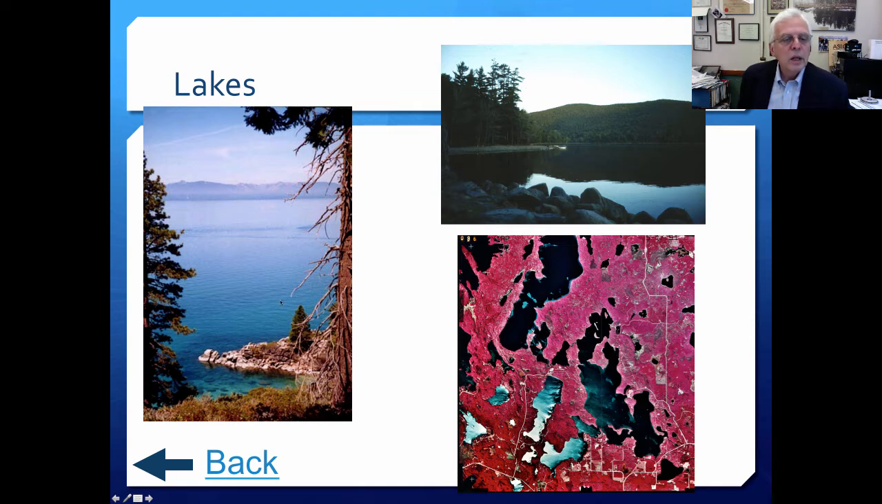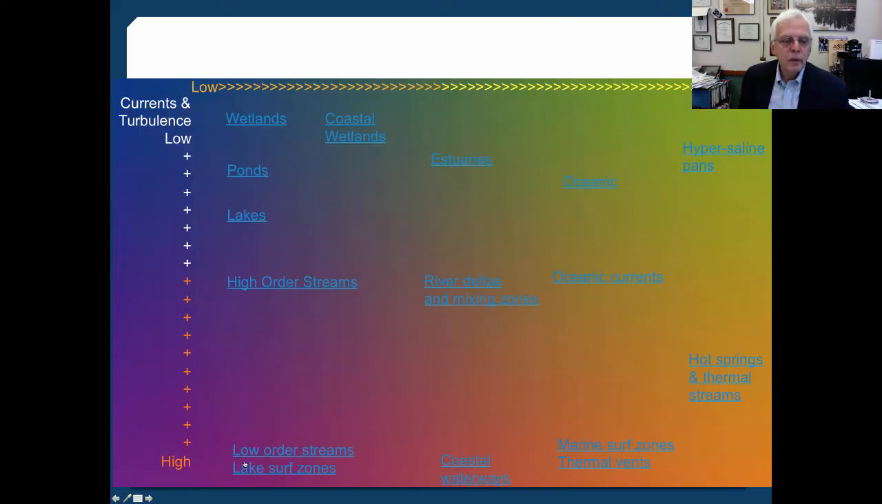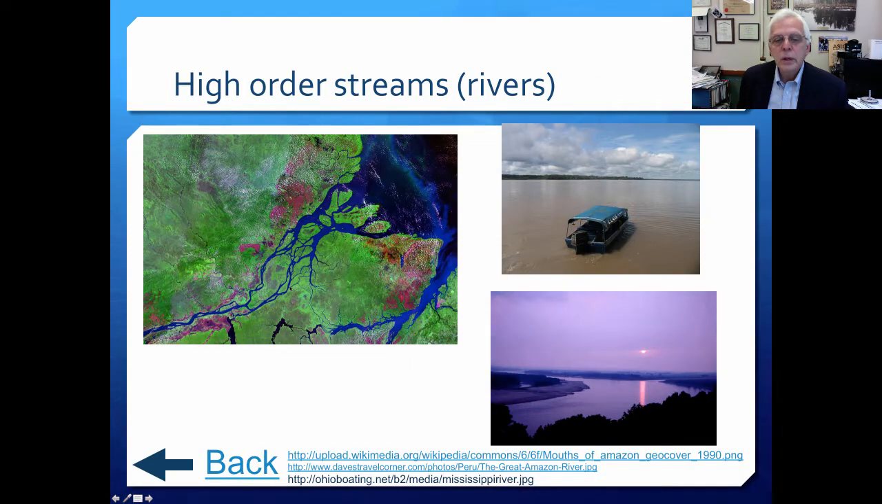And here we have Lake Tahoe, which is a very famous lake. Lakes are large aquatic ecosystems. They can be freshwater or they can be salty. But most of the famous ones that we think about, like Lake Superior, Lake Baikal, and so on, are relatively fresh systems. Moving up in turbulence would get us to the high-order streams.